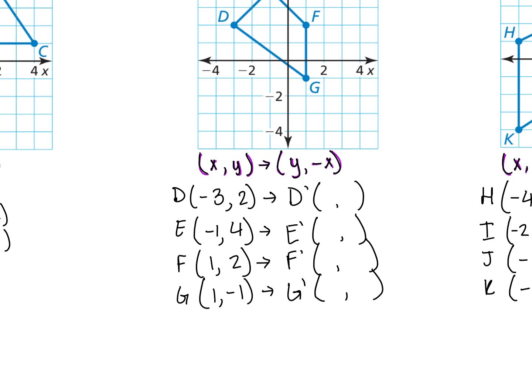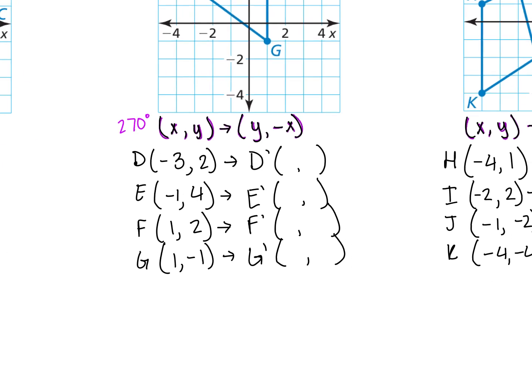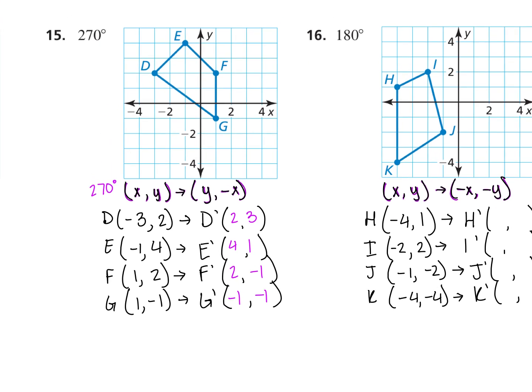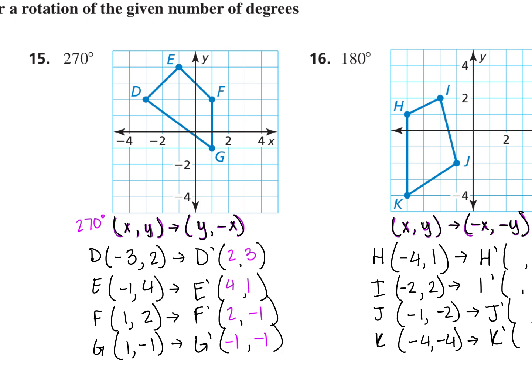15, this is a rotation of 270. Following the rule for this one, it's going to be 2, 3, 4, 1, 2, -1, and -1, -1. So graphing this, D first, D is going to be 2, 3, 4, 1. For E, F is 2, -1. And this is -1, -1.